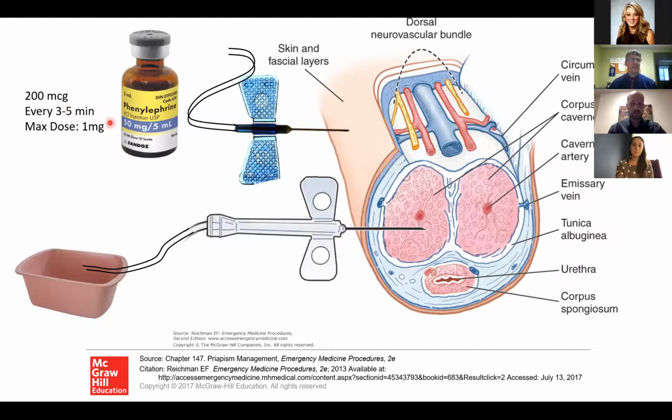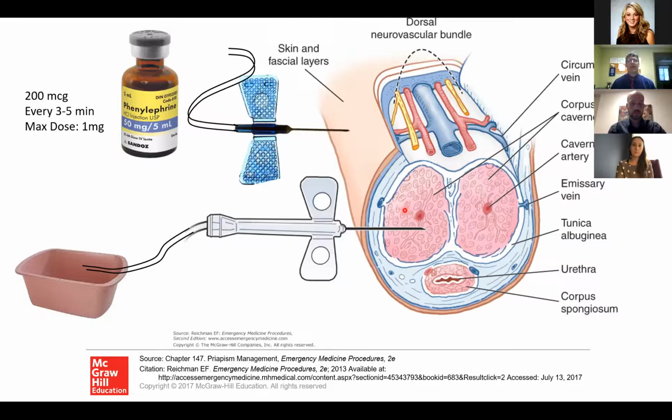And if you can see, the phenylephrine comes in 50 milligrams for 5 milliliters, so you have to do your own dilutions. I always recommend looking it up. This is just not a procedure we do very often, so I wouldn't recommend memorizing the doses if and when you have to do this procedure. Just look it up and do the math again at that point. So what you do is you simply inject 200 micrograms directly in the corpora cavernosa.